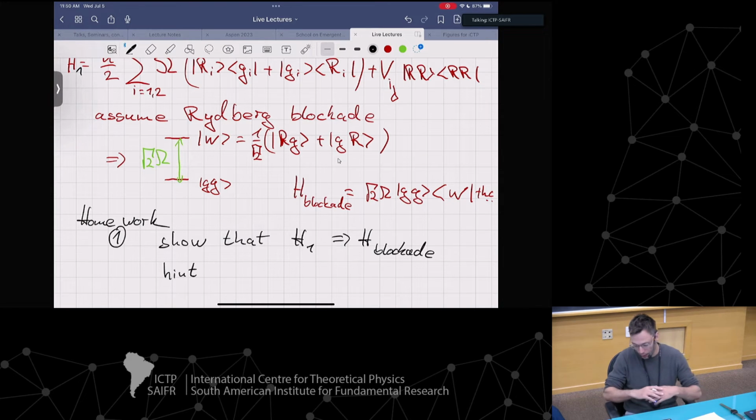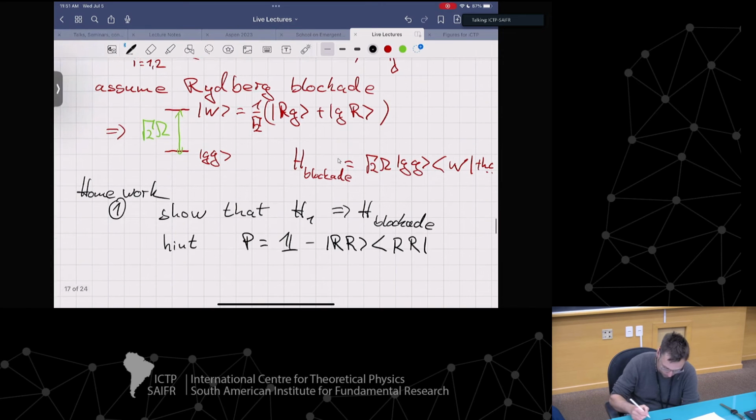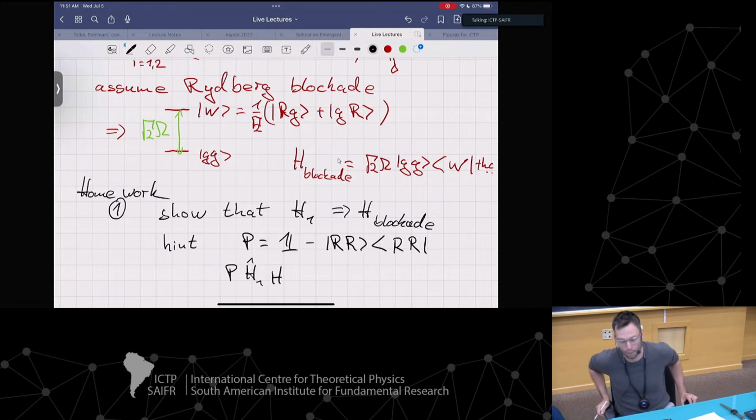Basically, okay, out of your Hilbert space, you get rid of all the Rydberg things. You never get there. So you can use a projector that basically just takes out this state. And if you use this projector on this Hamiltonian 1, you should arrive at the blockade Hamiltonian.